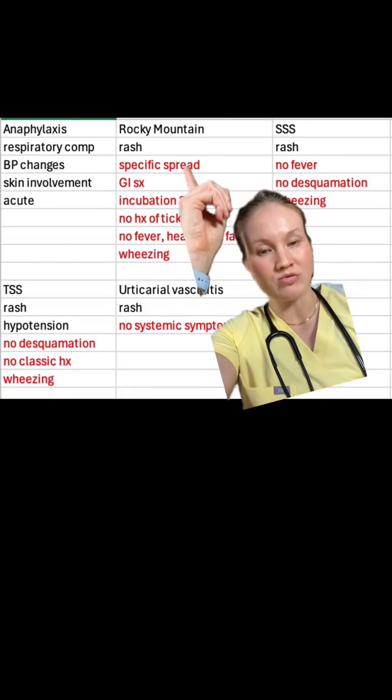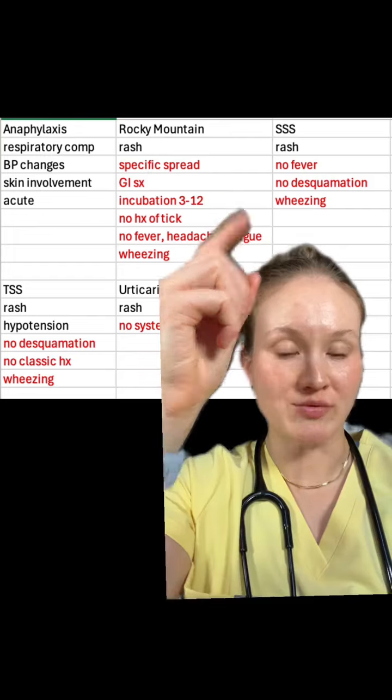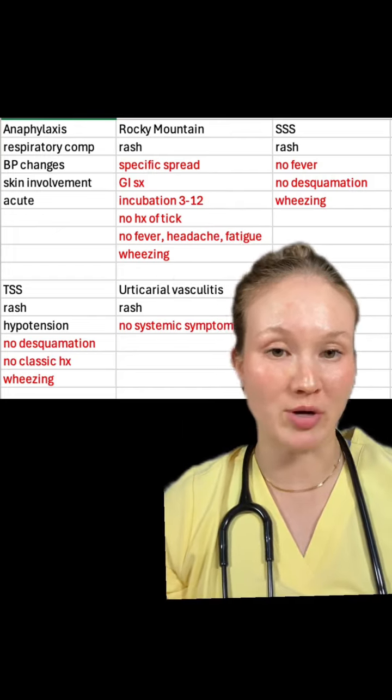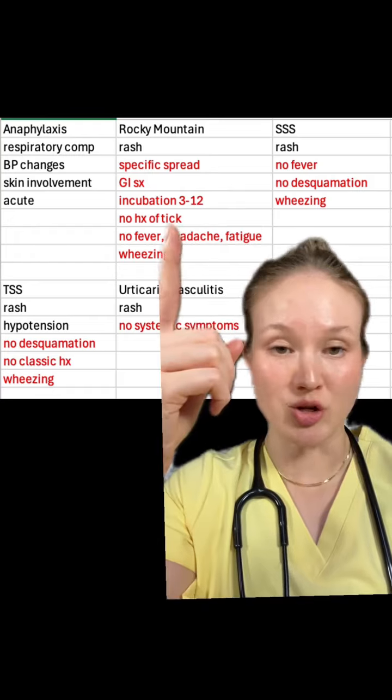Well, the only thing that supports Rocky Mountain in this question is the fact that there's a rash. But for me to definitively know that that's the right answer, they would have to give me more. There's no mention of the specific pattern in which Rocky Mountain spreads. No GI symptoms. Symptoms usually take 3 to 12 days. This is way more acute. There's no mention of a tick.